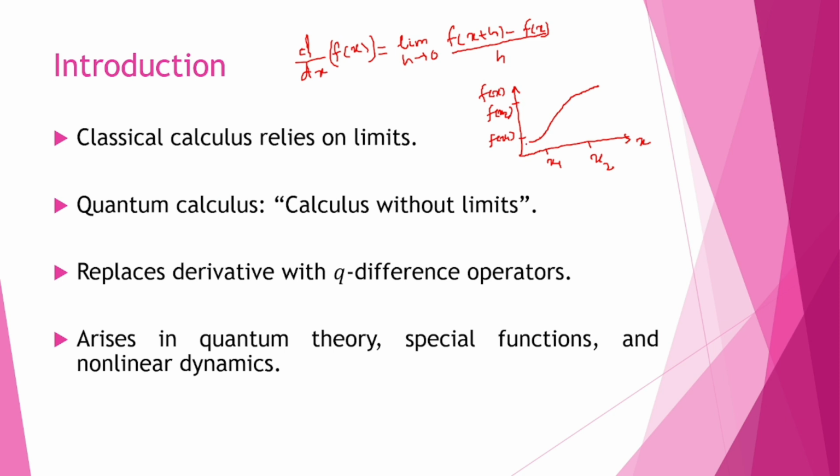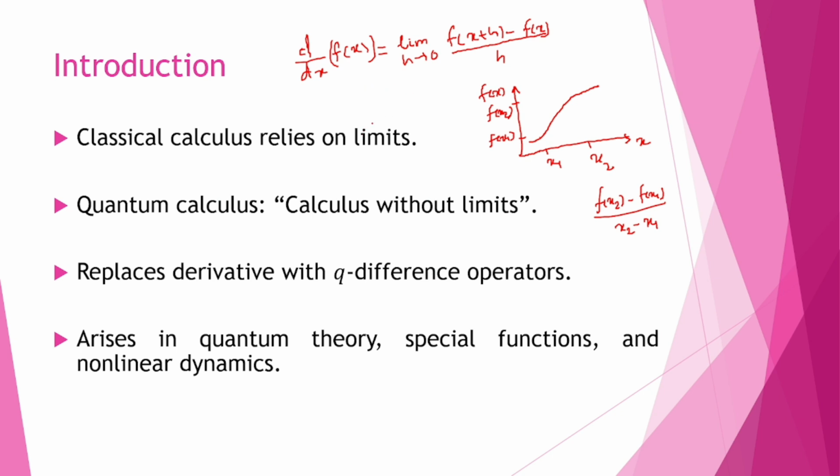Now this difference, f of x2 minus f of x1 divided by x2 minus x1, where the limit x2 minus x1 tends to 0. If the points are very close, then we define the derivative of f of x. This is the classical calculus definition.